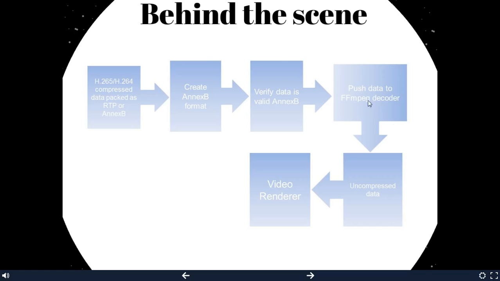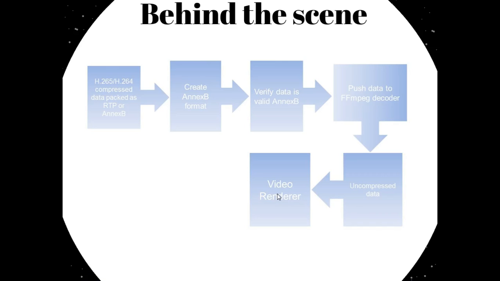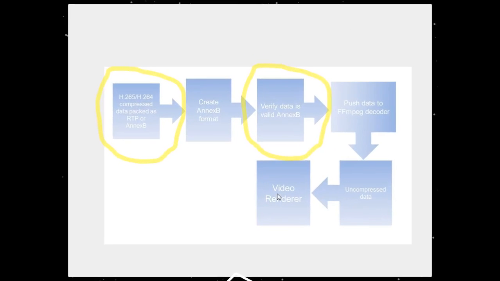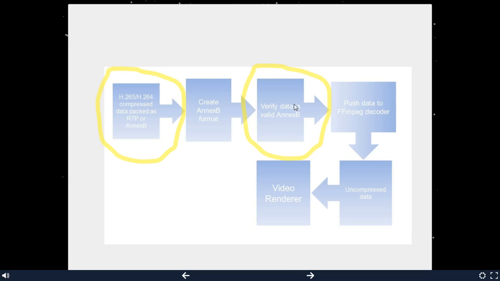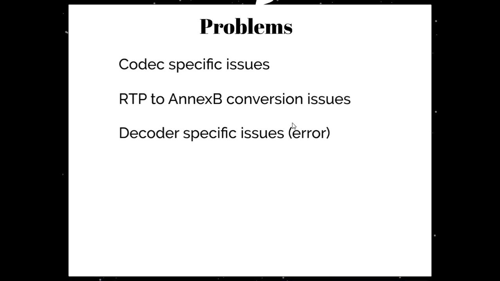From the FFmpeg decoder we get uncompressed data if everything is successfully decoded, and we push this data to the video renderer to see the picture on the screen. Today we're going to talk about two blocks, this block and the verifier block, and immediately we can see some issues that can arise. First is a codec specific issue, which we should understand through the standard. Second, when we convert RTP to Annex B format, or rather unpack from RTP to Annex B, if you push the wrong data to the FFmpeg decoder or any other commercial decoder, it might be a decoder specific issue.